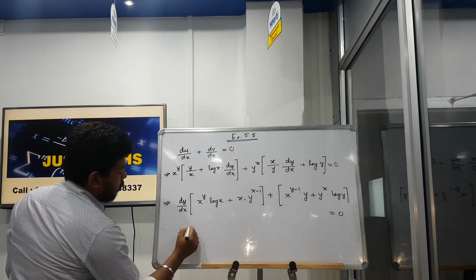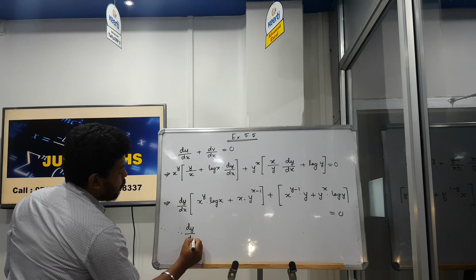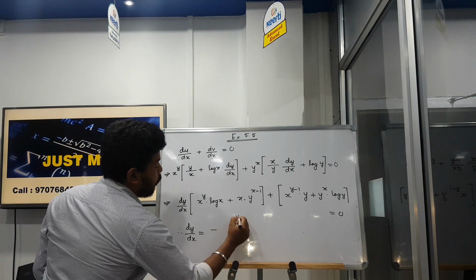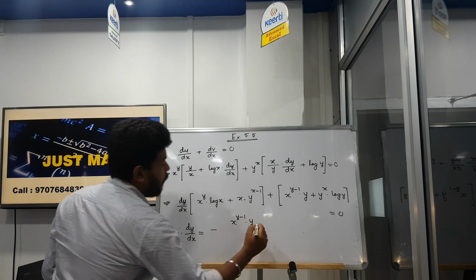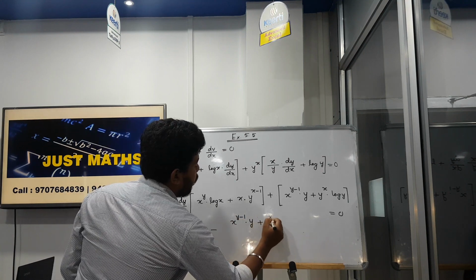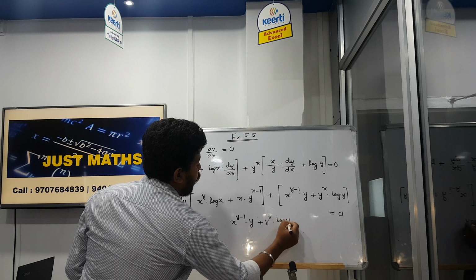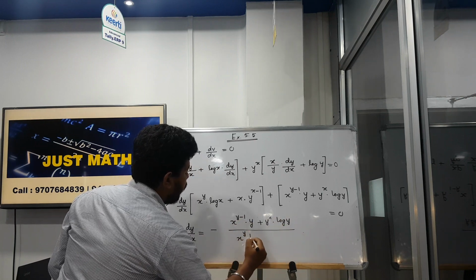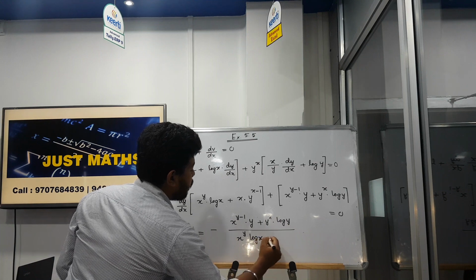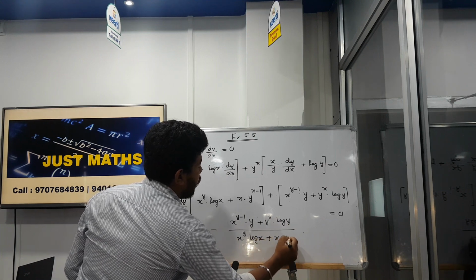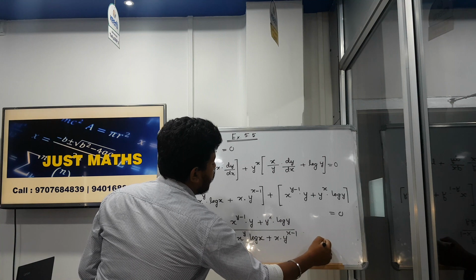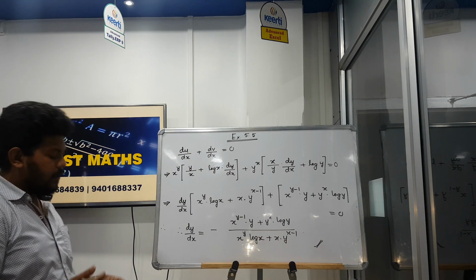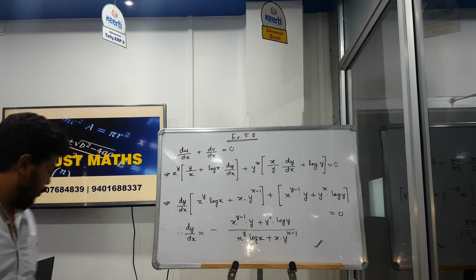That's why the value of dy by dx will be equal to minus of x to the power y minus 1 into y plus y to the power x log y, divided by x to the power y log of x plus x into y to the power x minus 1. This is your solution. You can check the result from the NCERT solution.